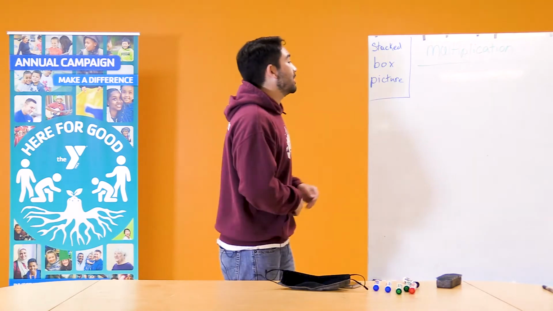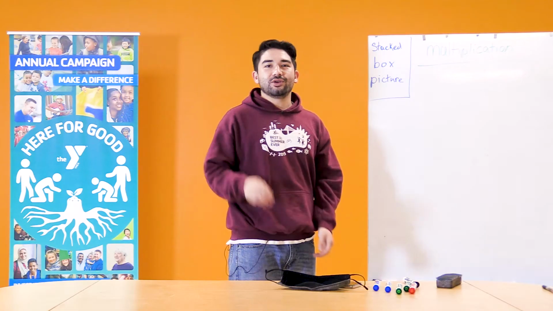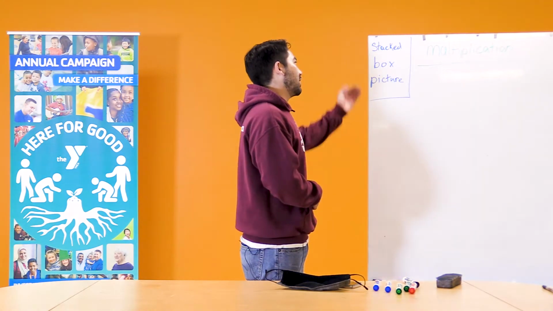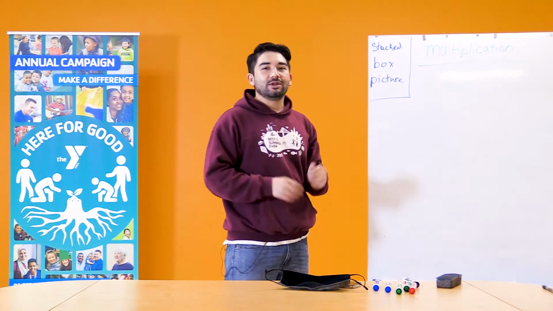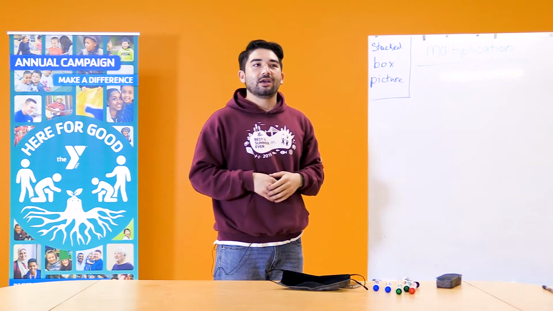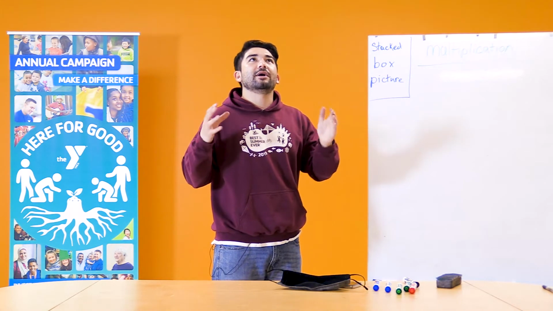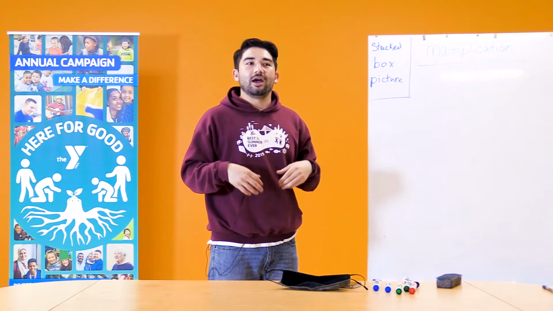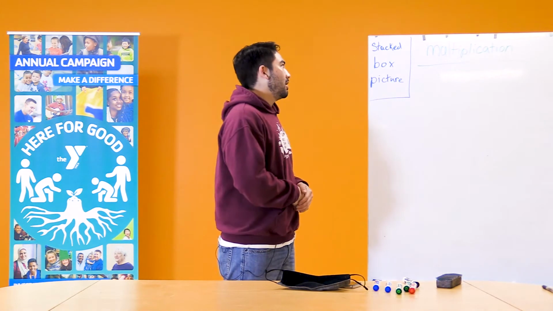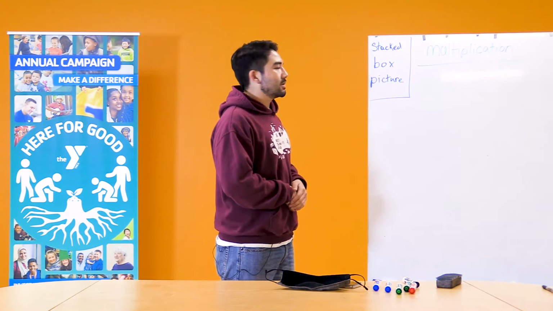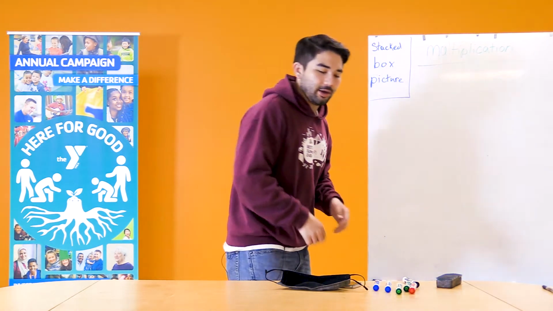As I just said, we're going to be learning about multiplication today. I'm going to show you 3 different ways to look at multiplication: stacked, box, and picture. You don't need to memorize every single way. I just want to help you build a better understanding of multiplication by building some background behind how multiplication works. So let's go ahead and get started with stacked multiplication.